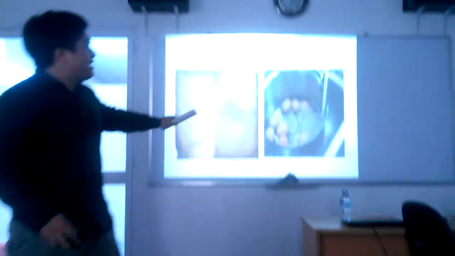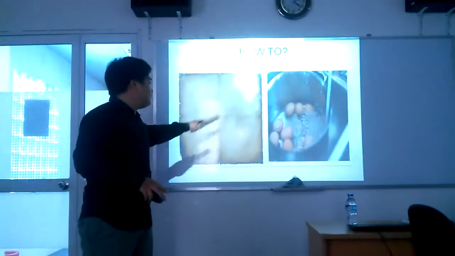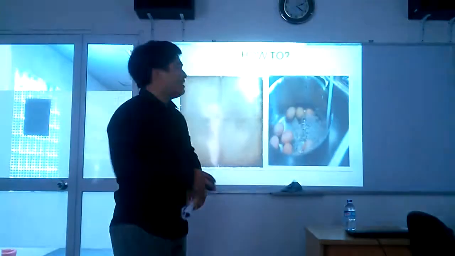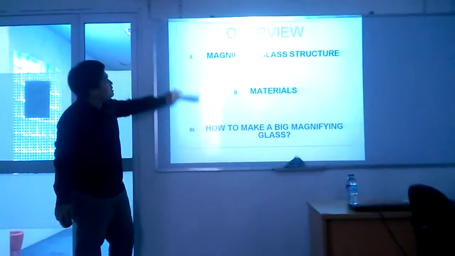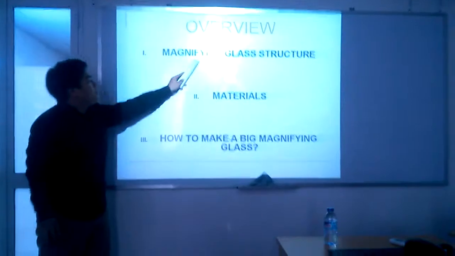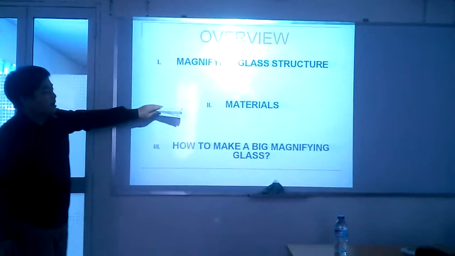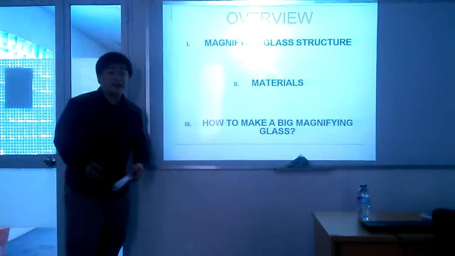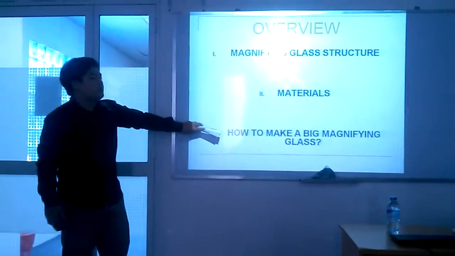My presentation will show you how to burn a paper and how to boil an egg, or maybe you can burn this school. Before my presentation, I will show you an overview. The first thing I want to tell you about is the magnifying glass structure. After that, I will tell you about the materials, which means what you need to make your magnifying glass. And finally, the step by step of how to make it.